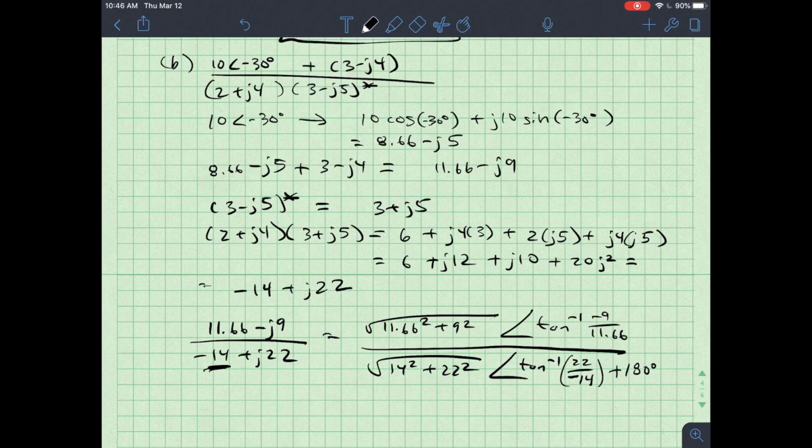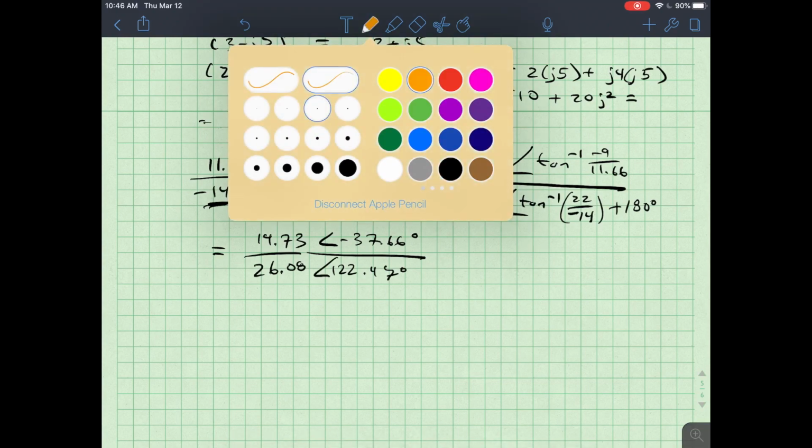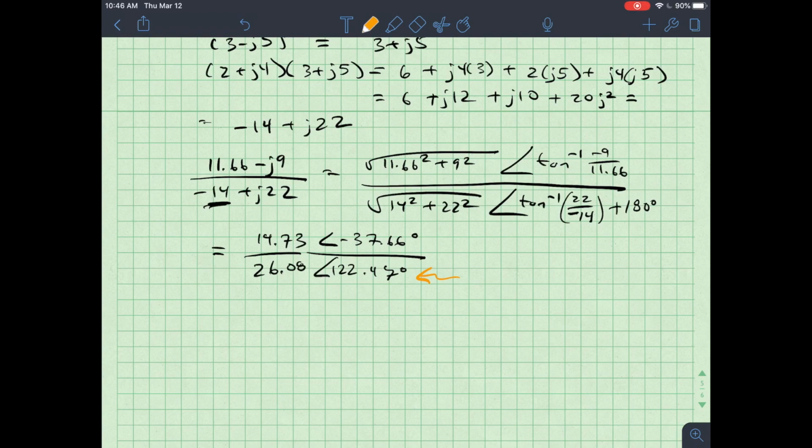So let's go ahead and get those together. So this is equal to 14.73 over 26.08. The top part has an angle of negative 37.66 degrees. The bottom part has an angle of 122.47 degrees. And I just want to highlight here that this bottom part, I'll remind you I've got quadrants 1, 2, 3, and 4. The bottom part, 122 degrees, is somewhere in quadrant 2, which means that it really looked like it's here.